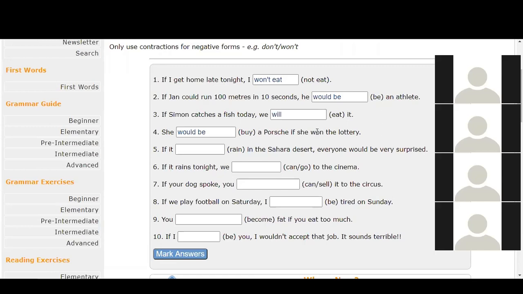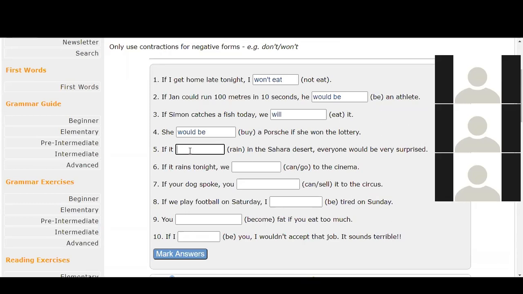So maybe if I have 1 million lottery tickets with me, I have a higher chance. Then I can say, okay, if she wins the lottery, she will buy a Porsche, right? This here is very unlikely, all right? Not many people win a lottery. Okay, thank you, Tomáš. Well done.